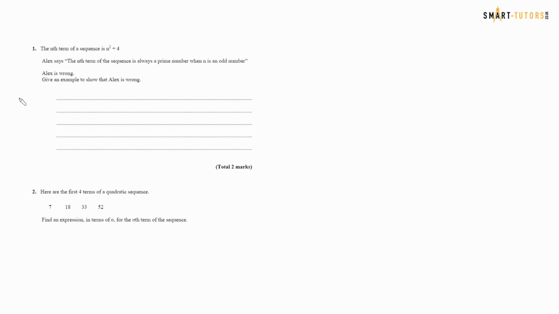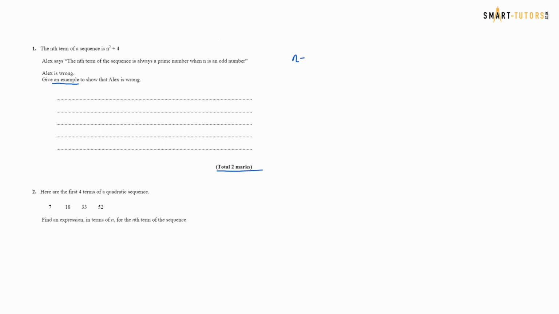Question number 1. The nth term of a sequence is n squared plus 4. Alex says the nth term of the sequence is always a prime number when n is an odd number. Alex is wrong. Give an example to show that Alex is wrong. They are only asking for an example and it's a 2 marks question. So let's do some working.